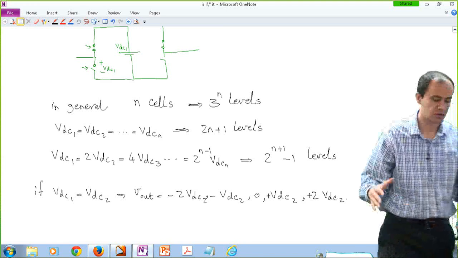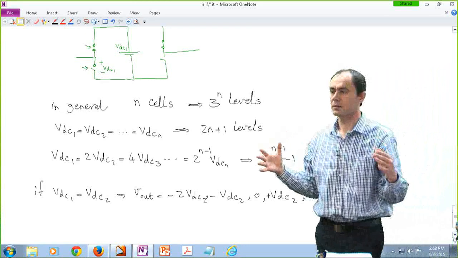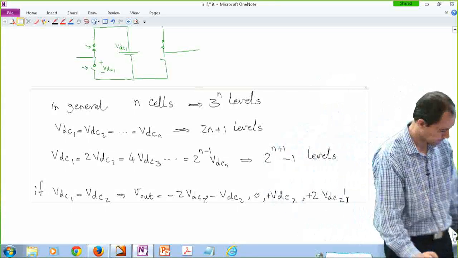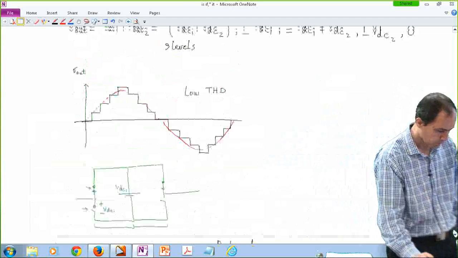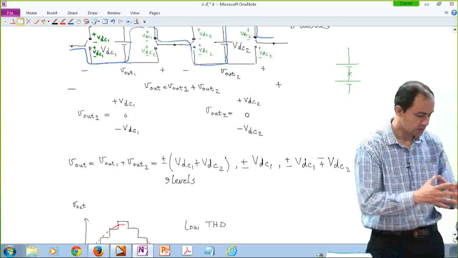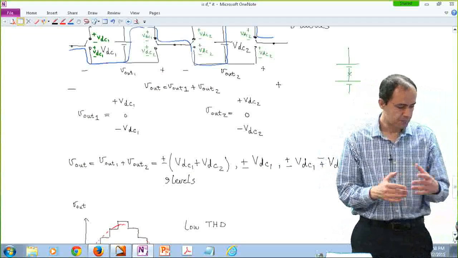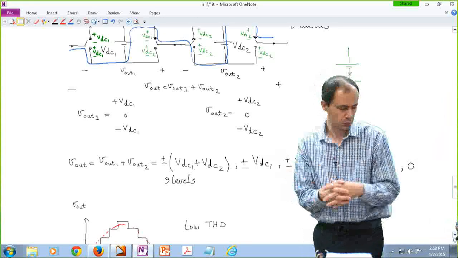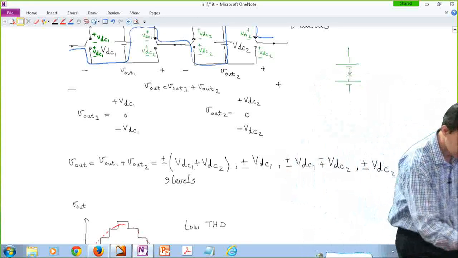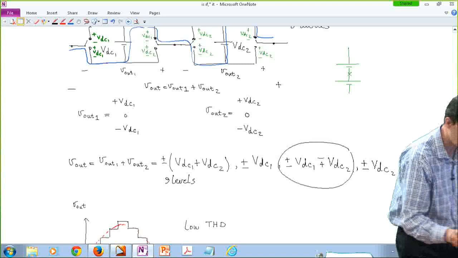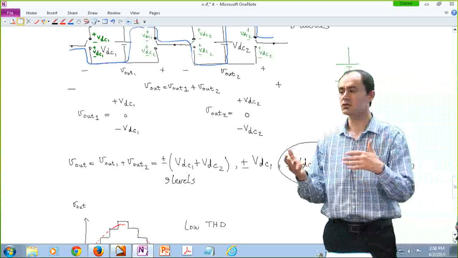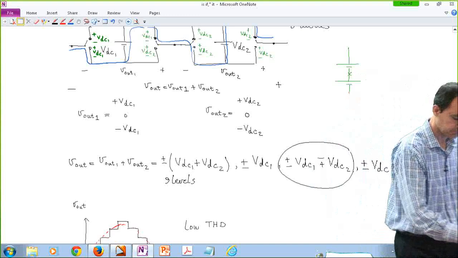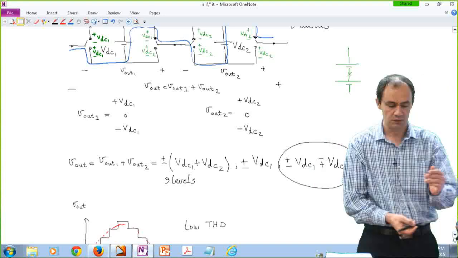So all of a sudden, instead of having 9 levels, I'm down to 5 levels. If you look at the original number of levels, you can see, for instance, let's say VDC1 and VDC2 are both 100, okay? Then in that case, the difference between the voltages gives you 0, and you already had a 0 state already. So this kind of eliminates 2 levels.